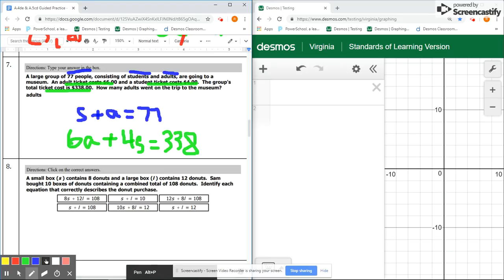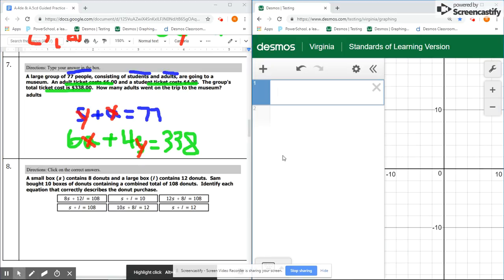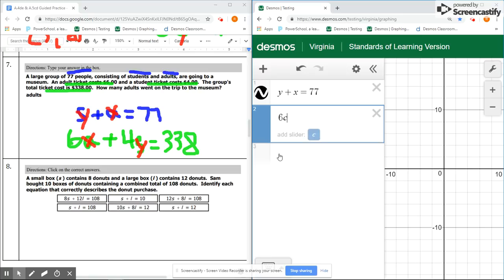Remember, we want to use X's and Y's. I'm going to use an X for the A's since that's the first letter in the alphabet. It's just usually how I do things. I'm going to use a Y for the S's. So when we plug this into Desmos, we get Y plus X equals 77. And we get 6X plus 4Y equals 338.